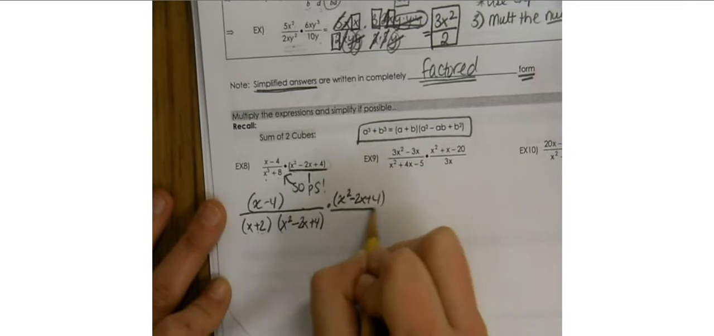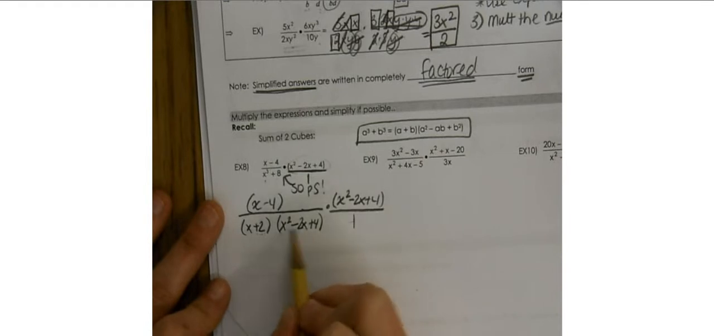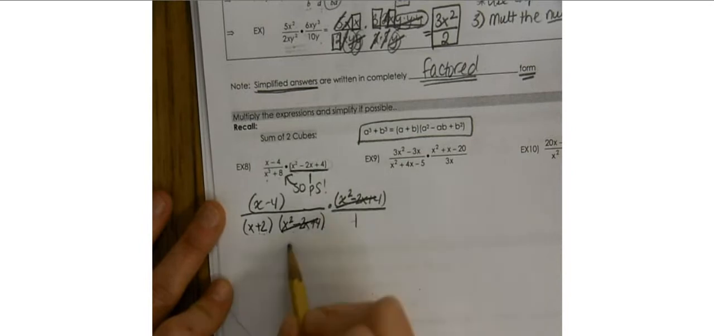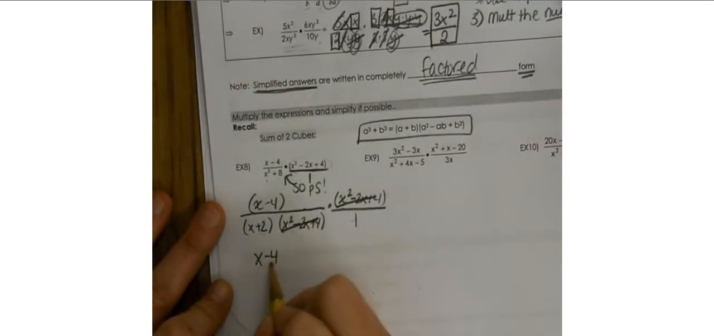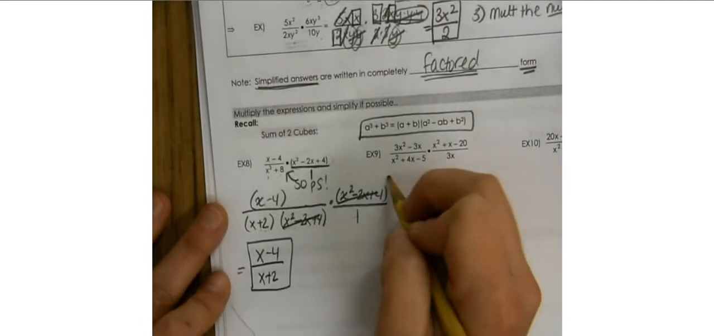And then I'm going to make this over 1 because I'm going to multiply my fraction straight across. Notice that the x squared minus 2x plus 4 is in both the numerator and the denominator. So both of those expressions will be eliminated. And I'm left with x minus 4 in the numerator all over x plus 2 in the denominator. You do not need to write those with parentheses around them because they are the only 2 expressions. If you do use parentheses, that's fine, but it's really not necessary.